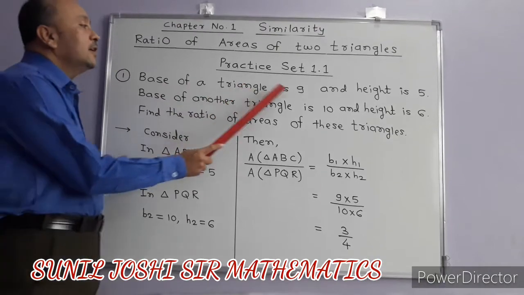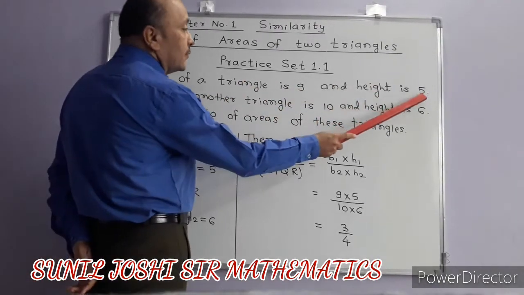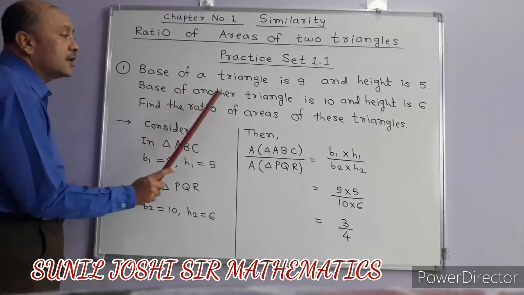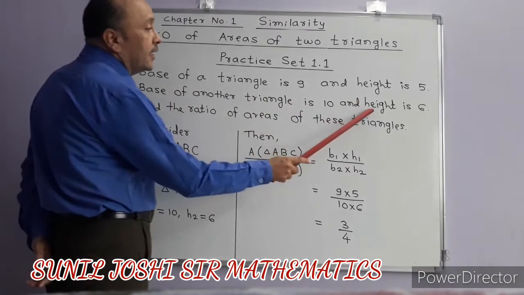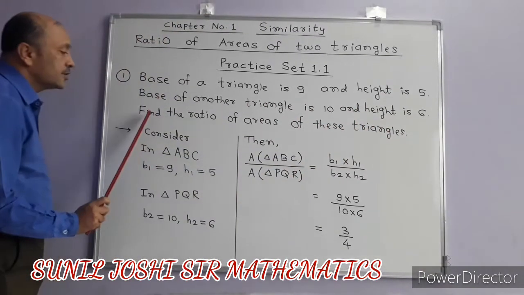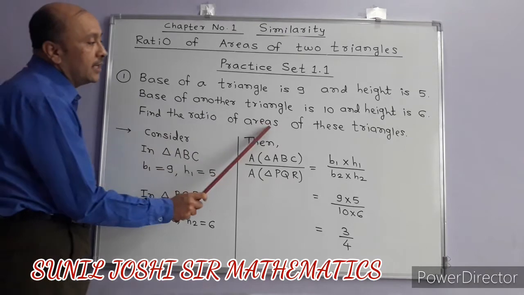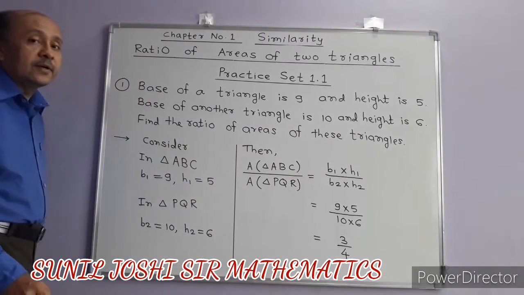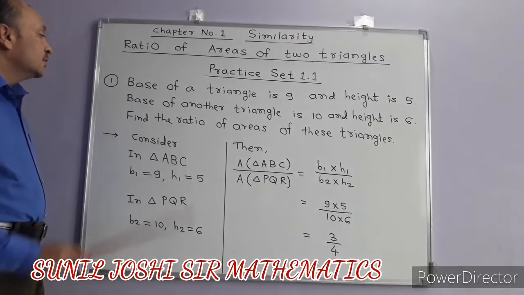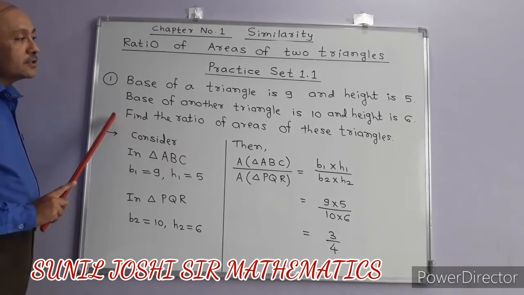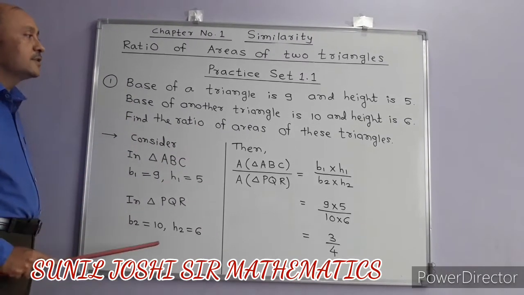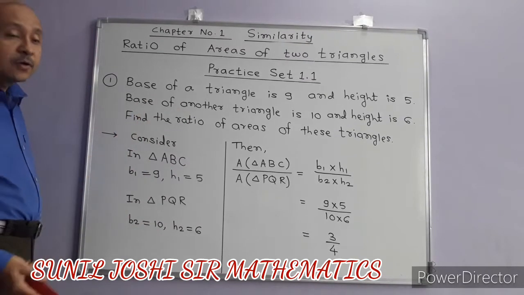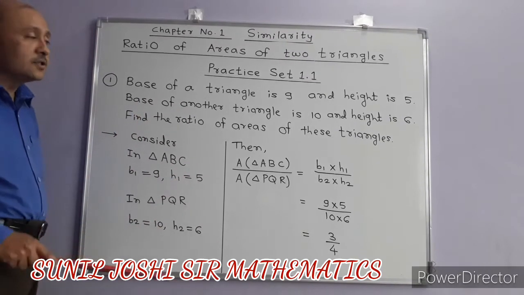Base of a triangle is 9 and height is 5. Base of another triangle is 10 and height is 6. What is the question? Find the ratio of areas of these triangles. So it is a very simple and very straightforward question. No triangle names are given here, so let us assign the triangle names. You may draw the figures also, or if you have not drawn the figure, it's also okay.